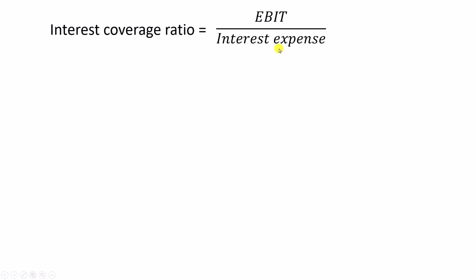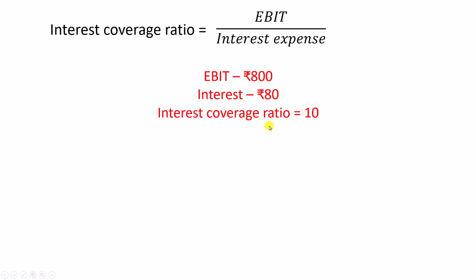Now, let me take two conditions. Let us say that the EBIT of a company is 800 crore rupees and the interest that has to be paid is 80 crore rupees. So if you divide EBIT by interest, then the interest coverage ratio would be 10.